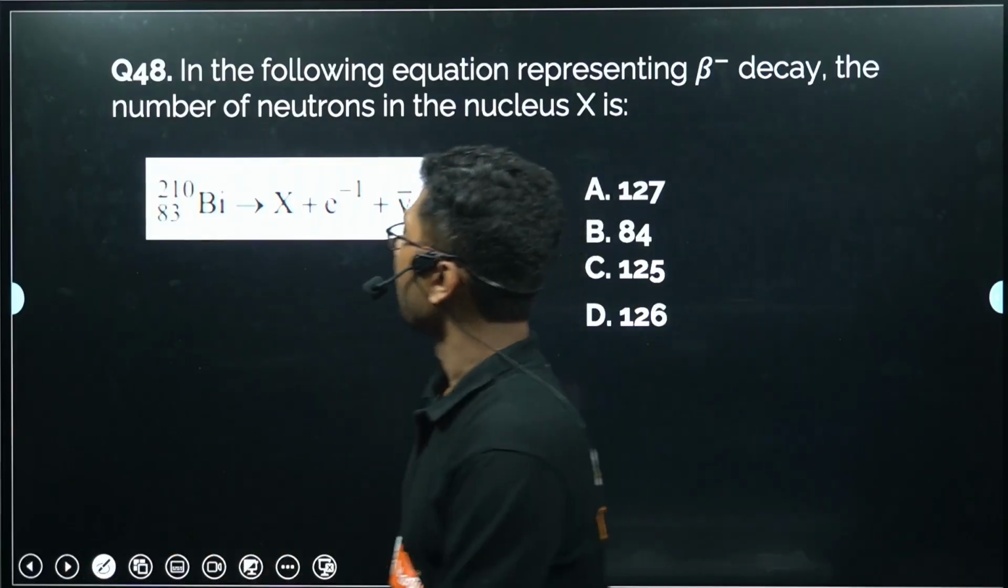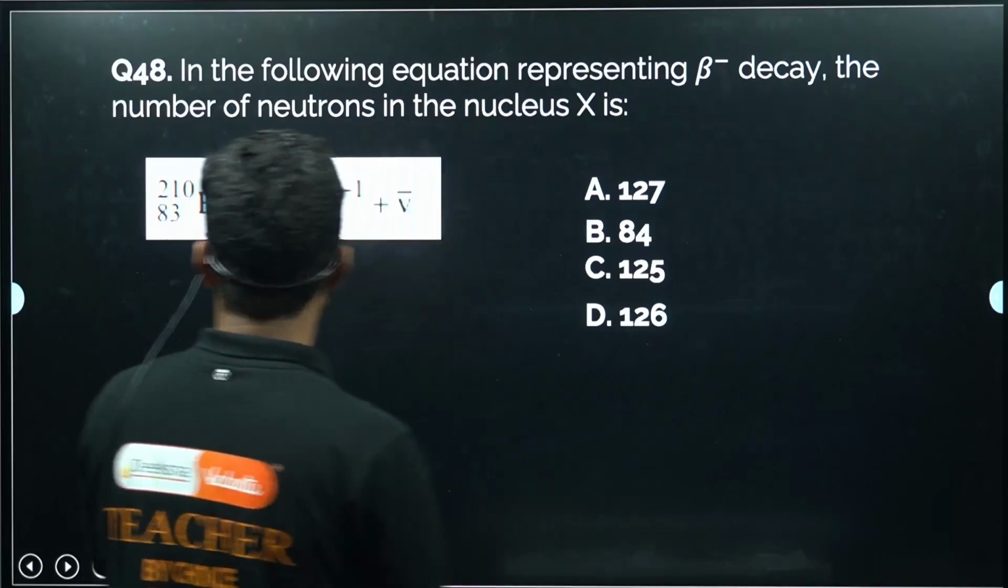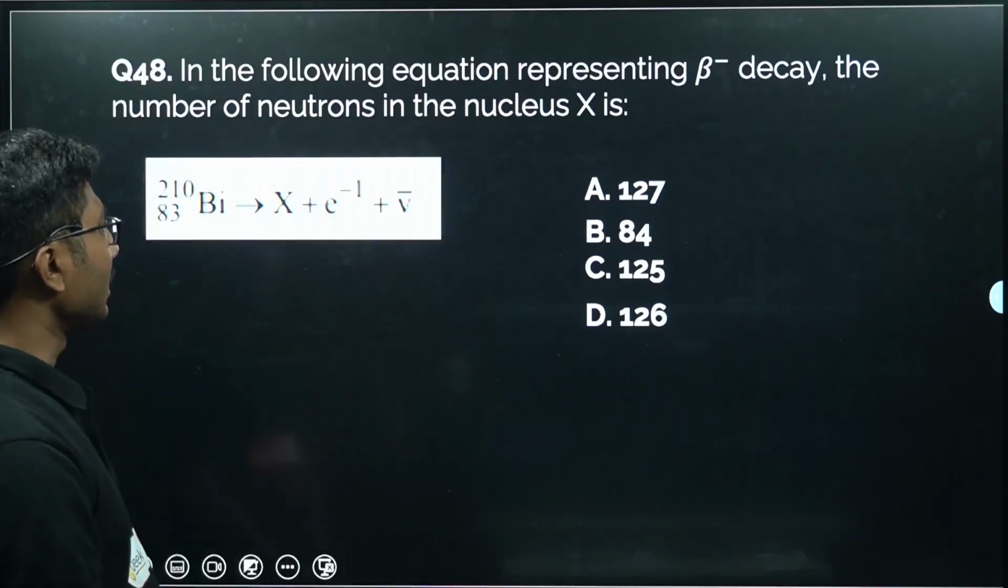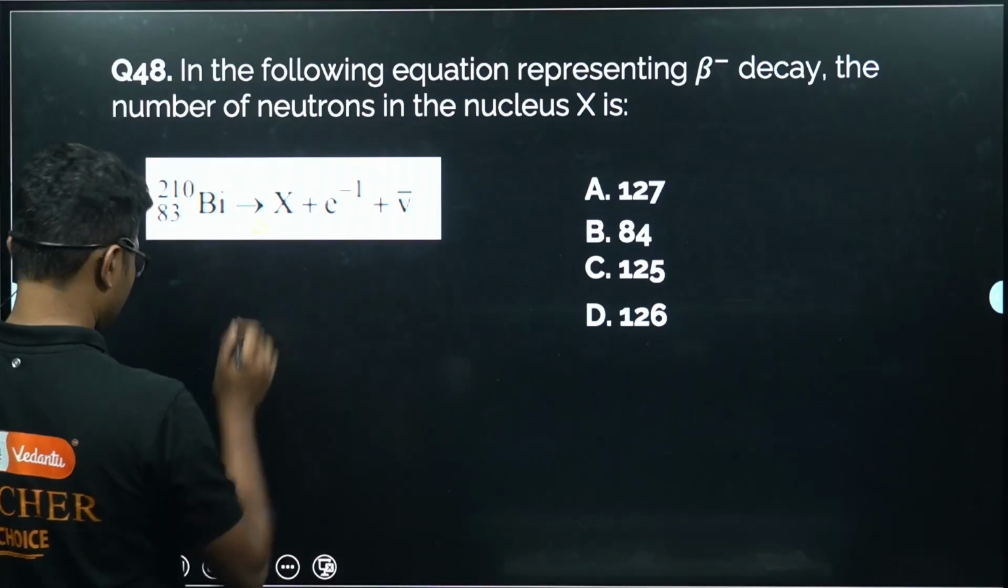Now, next problem. The following equation represents a beta decay; the number of neutrons in the nucleus is? This is also no longer part of your syllabus. This will be 80.